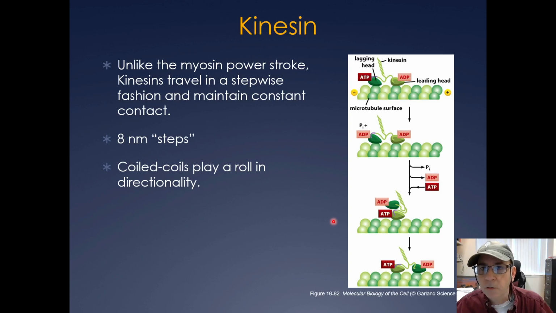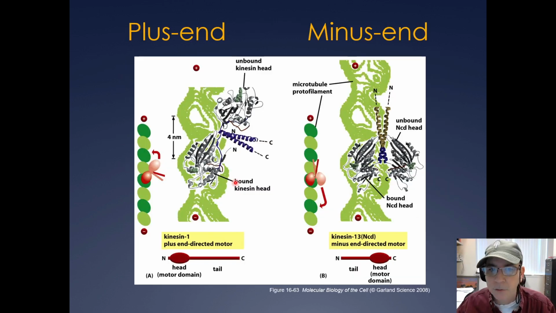So this is in comparison to the power stroke of the myosin, and you have this kinesin walking where it uses the hydrolysis and exchange of ADP for ATP to walk along the microtubule. And the directionality comes into play with the coiled coils. Here's how that works.